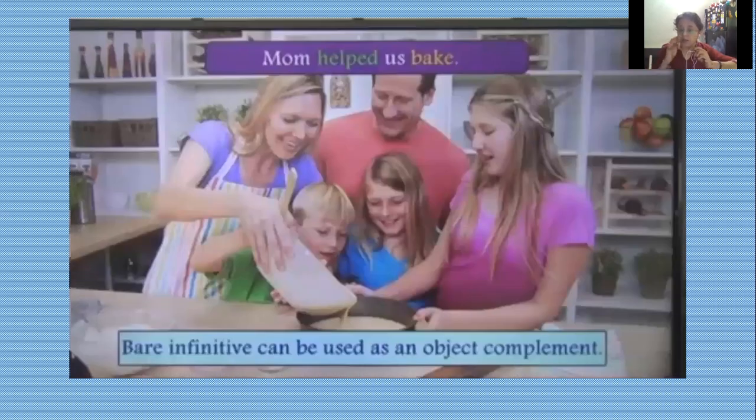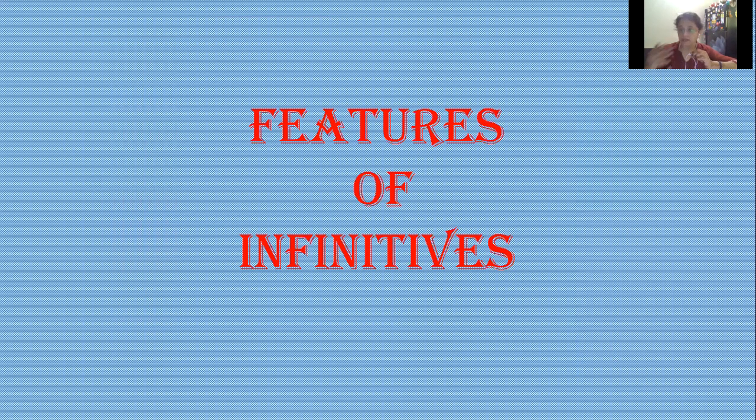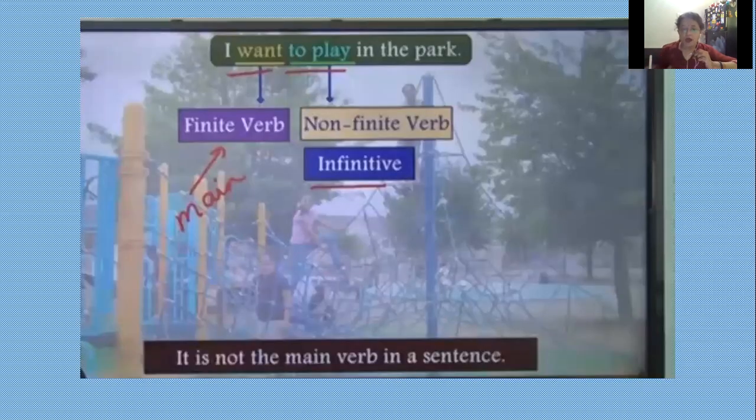Now, what are the different features of the infinitive? Okay, you can say the different roles of the infinitive. See, the bare infinitive can be used as an object complement. Mom helped us bake. Here, I want to play in the park. So "want" is the main verb. "To play" can never be the main verb in a sentence.